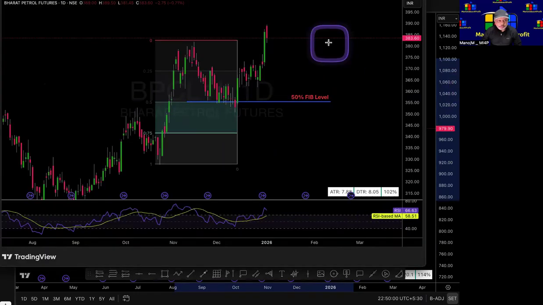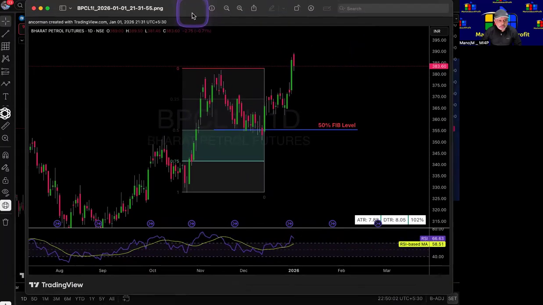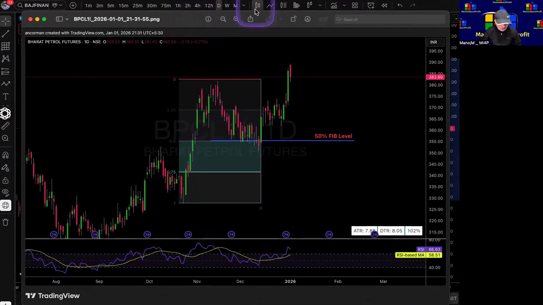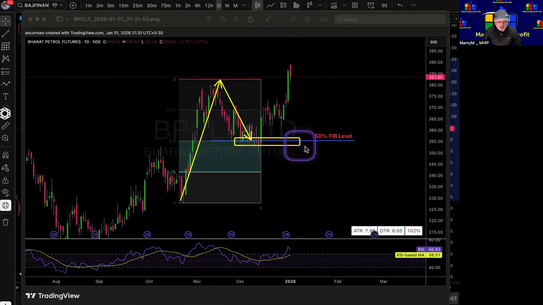Let's see BPs here. Okay, it's beautiful. See what's happening here. Beautiful move. We went up. Again, predictably came down to that 50%. Beautiful 50%. Again, like I told you, this is always to be a box. It cannot be a pinpoint accuracy line on the chart because there are a lot of people. And now see what's happening.